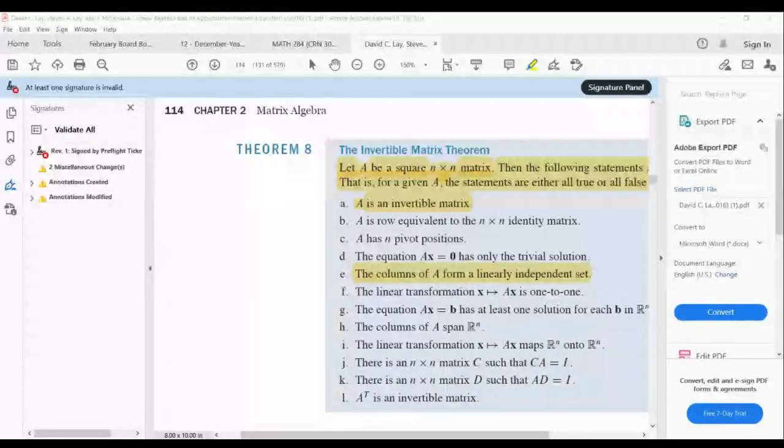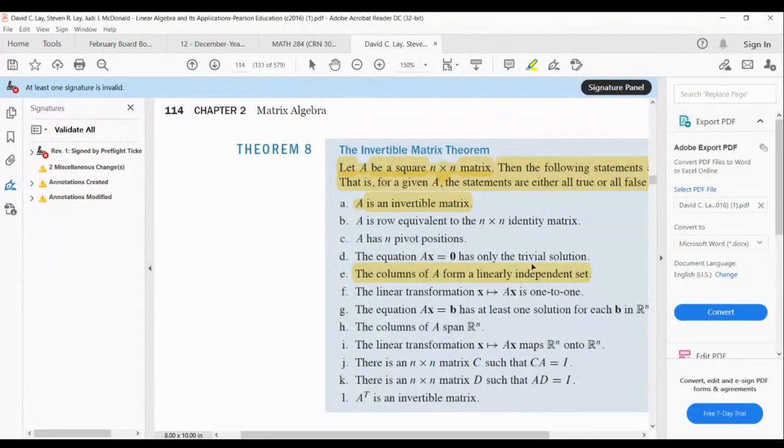Okay, so like I was saying, the invertible matrix theorem: if A is an invertible matrix, that's statement A, that's going to imply statement E, that the columns of A form a linearly independent set. Okay, that's a pretty powerful statement there.